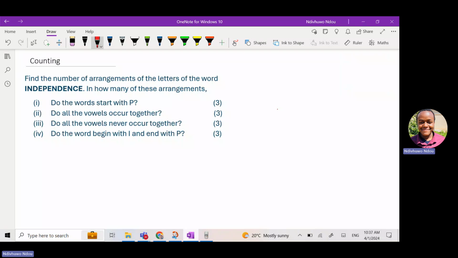We are continuing with counting, and we're just going to look at this question. It's about word arrangement, and we are using the counting principle to determine how many different words we can form using the letters of the word. In this case, it is "independent", right?